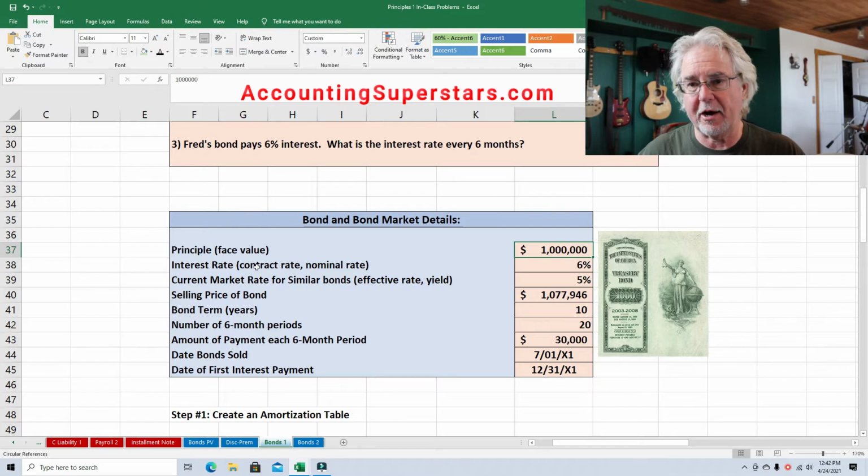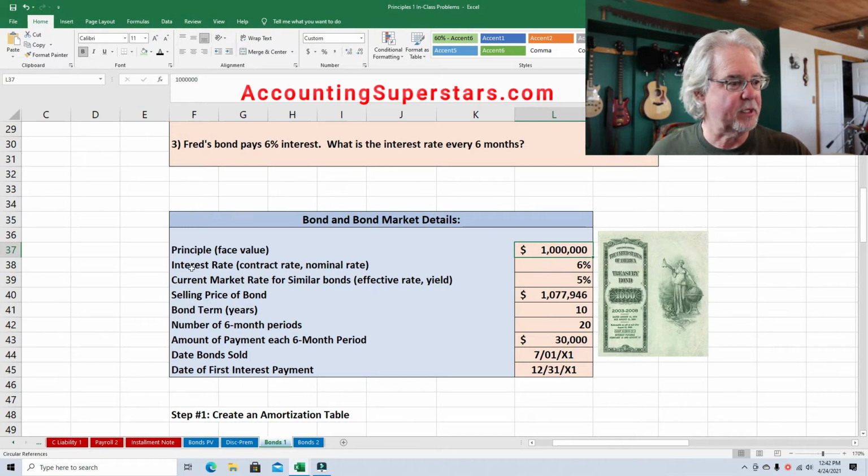So here we go. The interest rate on Fred's bonds is 6%. It's also known as the contract rate because according to the contract, it's 6%. Another term is nominal rate. Another term is stated rate. They all mean the same thing. The current market rate is 5%.